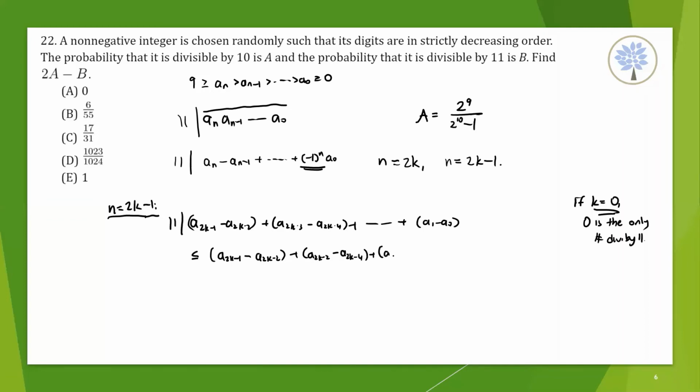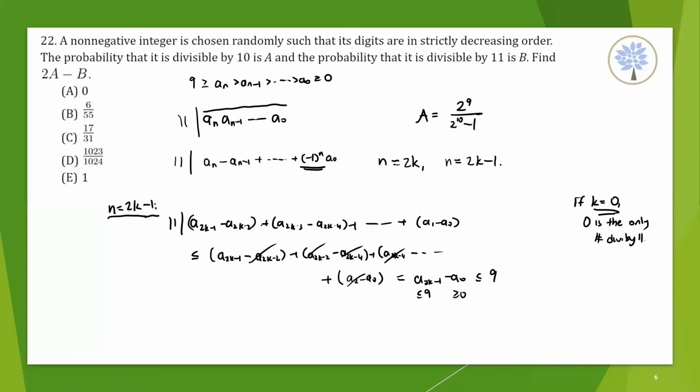And we can replace the next one with a_{2k-4}, and so on. So here we have a telescoping sequence, and we're going to end off with a_2 minus a_0. All of these terms will cancel out, leaving us with just a_{2k-1} minus a_0. We can notice that a_{2k-1} is at most 9, and a_0 is at most 0. So this thing is at most 9 minus 0, which is 9.